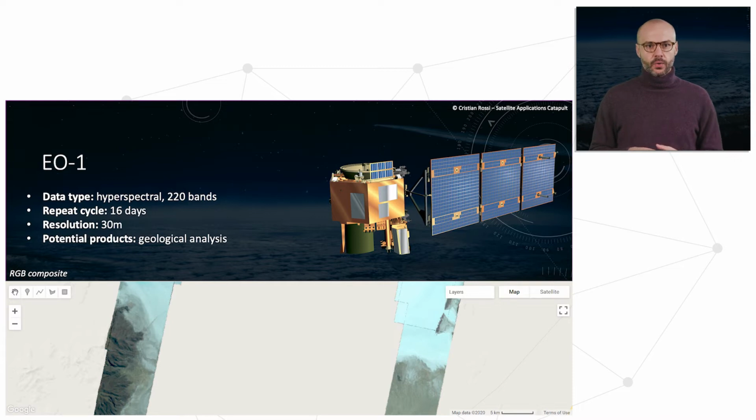Hyperion, or EO-1. This is a hyperspectral mission, so we have a larger number of bands. We pass from 15, 13, 16 to 220. 16 days of repeat pass, resolution of 30 meters. Potential products: geological analysis, but also vegetation and everything related to hyperspectral. Maybe just a note: we see here that we have only two strips, and we don't have full coverage. This is because this mission doesn't provide full coverage of the Earth, but only coverage of selected areas.